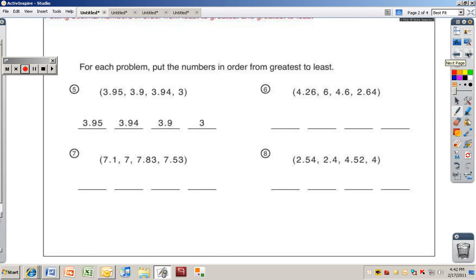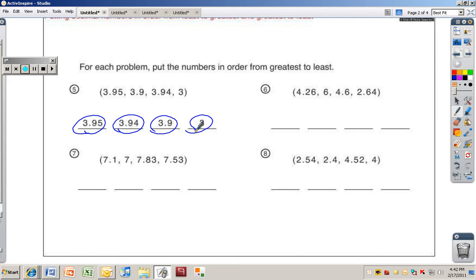For each problem, put the numbers in order from greatest to least. Same idea, only we're going to put the largest number here and work our way down to the smallest. Go ahead and pause the video, do 6 through 8, and then turn it on for the solution. All 3 of them, 6 through 8.